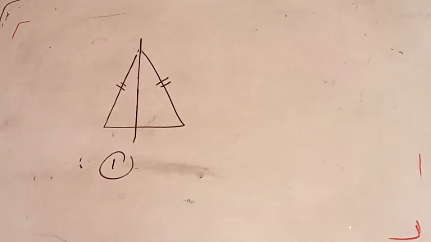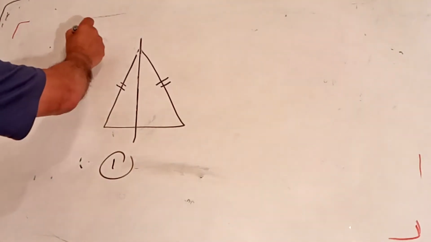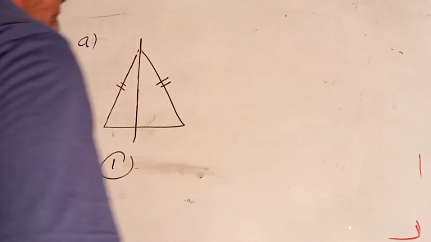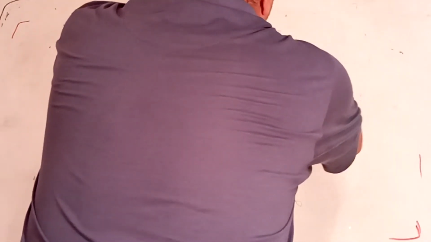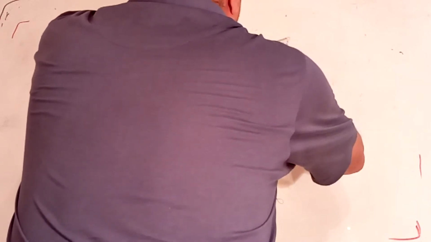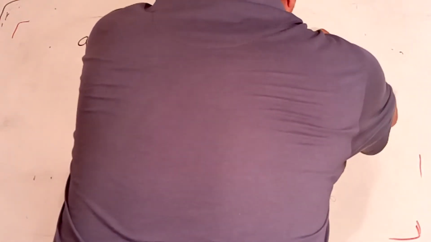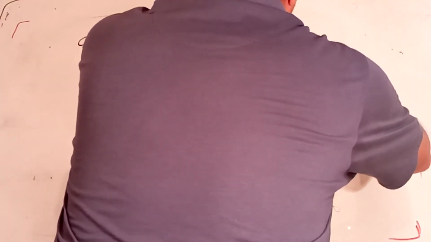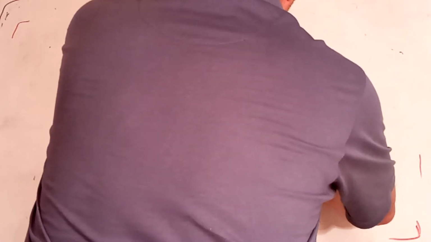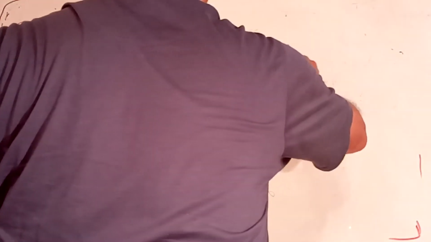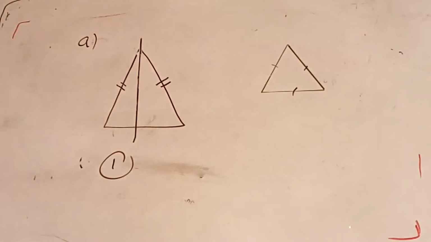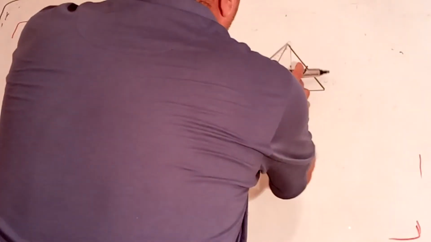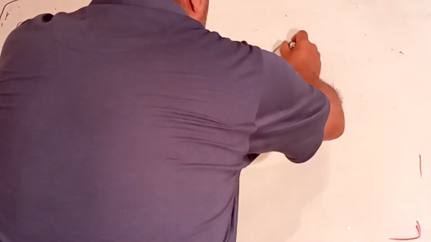Let me do number B. This was number A. Number B is an equilateral triangle. All the sides are the same, are equal. So it will be like that, and one will be like this. All the lines are equal. This is equal to this, equal to this. How many lines of symmetry? Of course, as we did before, the perpendicular will be a line of symmetry.